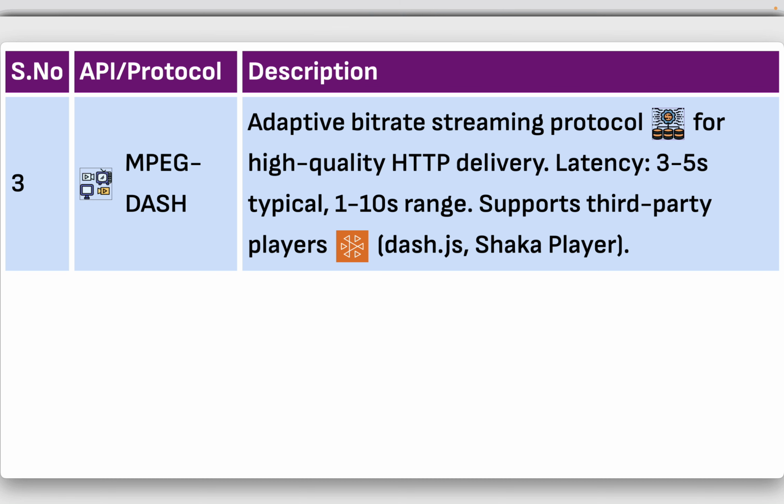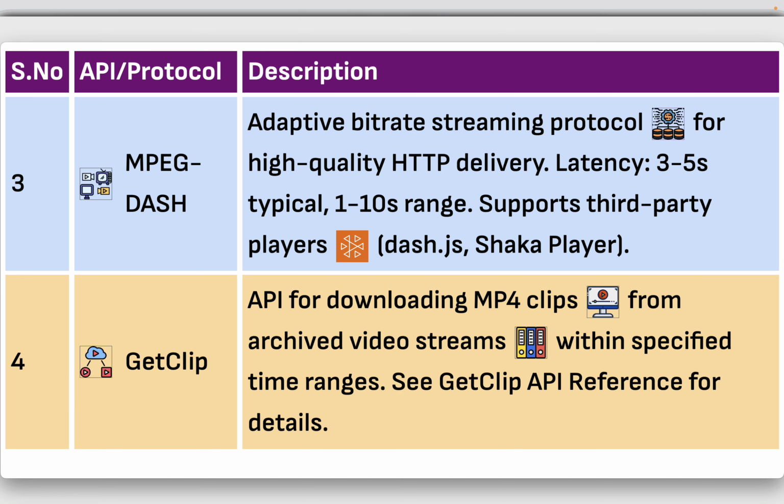You can use third-party players, again, such as Dash.js or Google's Shaka player to display the video stream by providing the MPEG DASH streaming session URL, either programmatically or manually. And lastly, we have the GetClip API. You can use the GetClip API to download a clip in an MP4 file containing the archived on-demand media from the specified video stream over the specified time range.